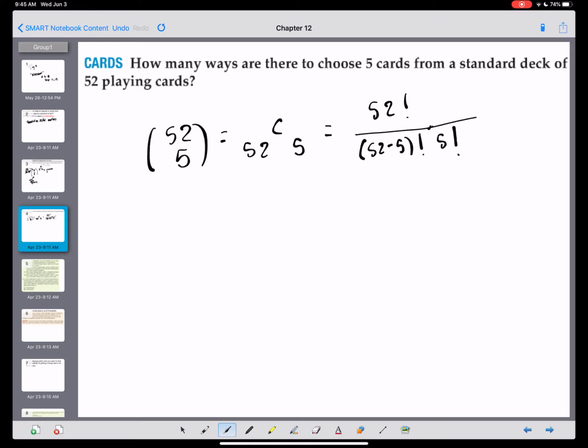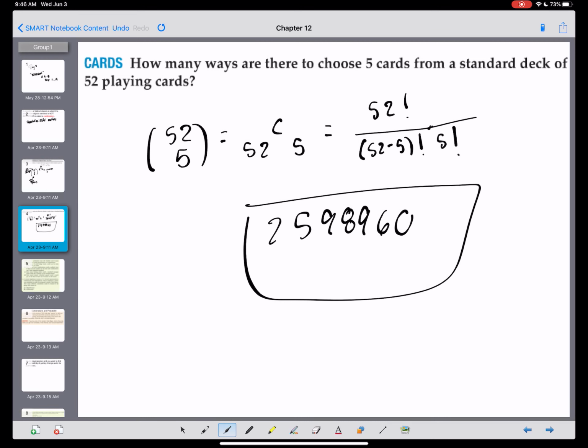But like I said, we have a calculator for this. If you don't have a calculator on hand, it's all good. I'm pretty sure there's some sort of online calculator that would do this for you. I just don't know where you would find one. So 52 choose 5, I got 2598960, and that's my answer. I'm just using a calculator.